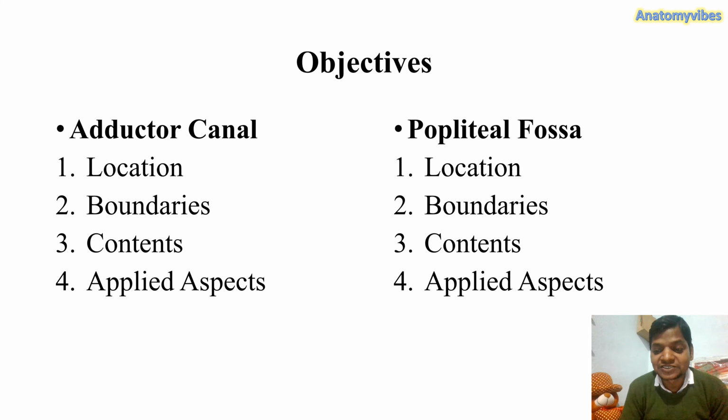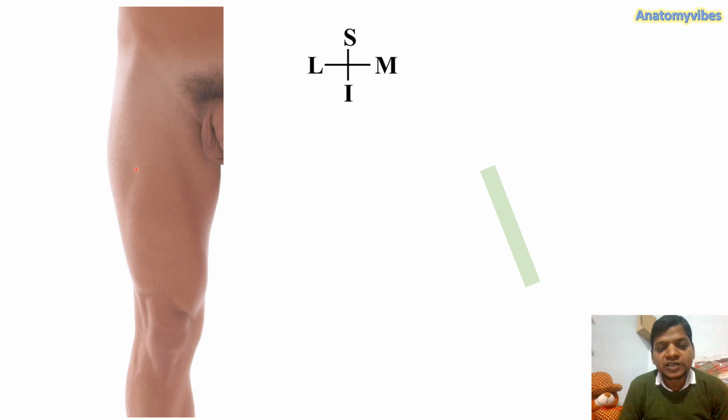So here you can see the thigh region, anterior as well as the medial aspect of the thigh. Here is the region of the inguinal ligament and inguinal canal. So this is showing the muscle named sartorius, which goes from the anterior superior iliac spine to the medial surface of the upper part of the tibia. So this is showing the sartorius muscle.